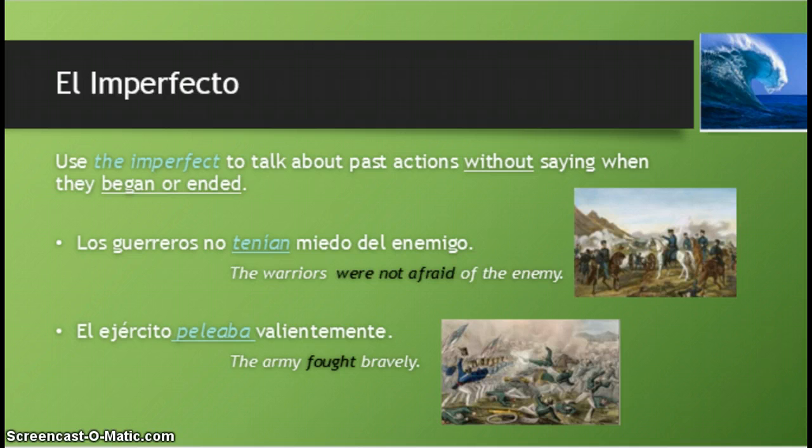valentemente. So I'm saying the army fought bravely. No hay un tiempo específico. I have no specific time frame here, so I'm going to use the imperfect to say they fought bravely. Notice both of these I'm just giving description. Just general description tends to take the imperfect.